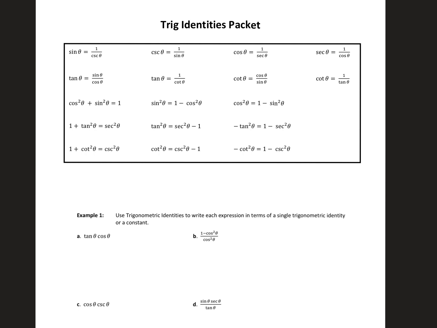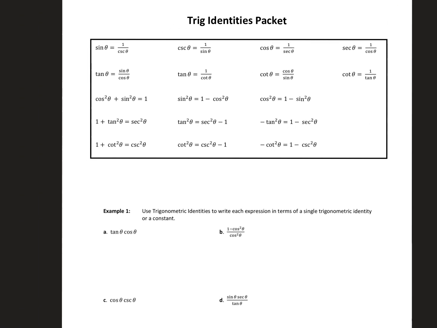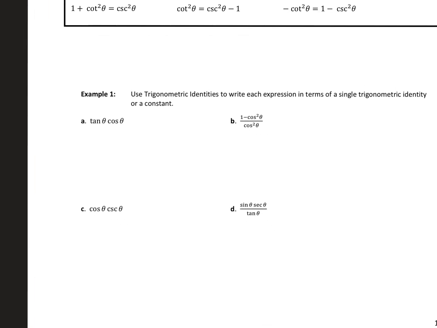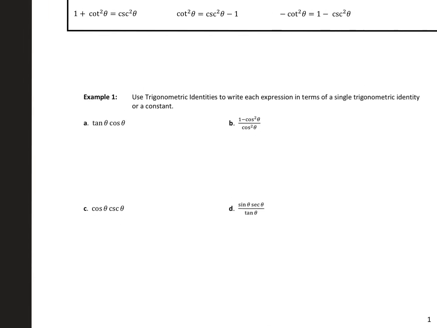If you notice, like this top one right here, cosine squared plus sine squared equals 1. They also have it written where sine squared equals and cosine squared equals. I'm going to give you guys the original one that I showed you, and then you're going to have to manipulate, move them around. But that's all that this is. It's not anything extra. So if you come to questions like here in example 1, it says use the trig identities to write each expression as a single trig identity.